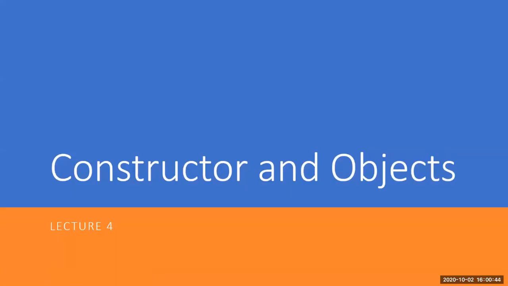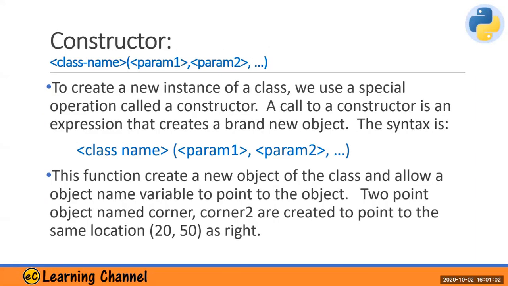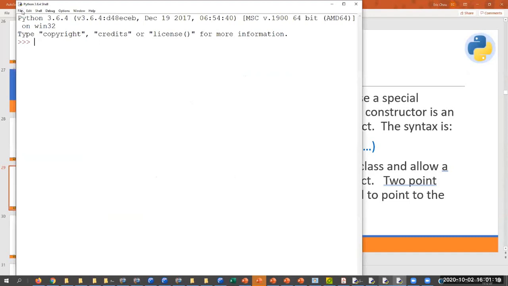Today we will get started with the constructor and object. Last time we worked on these different objects, and we had an example. Next one is the constructor. We already tried it. Here you have a constructor, a class name, and parameters. Let me bring up an example.